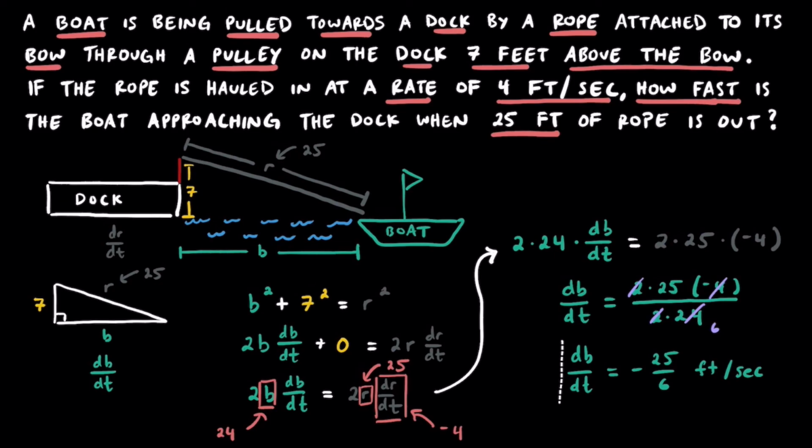Hopefully it makes sense that our answer is going to be negative here, because as the rope is getting shorter and shorter, this boat is going to get closer and closer to the dock. And that wraps up this video on 3 practice problems on related rates for calculus.